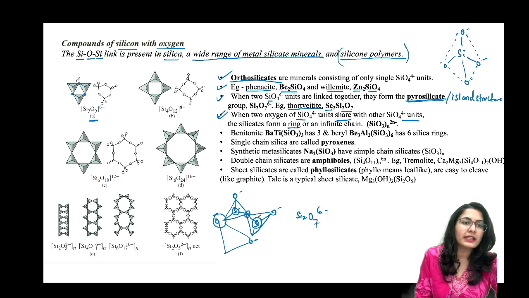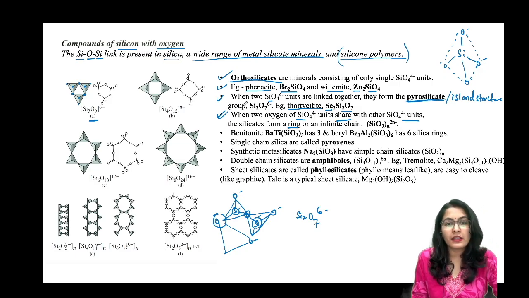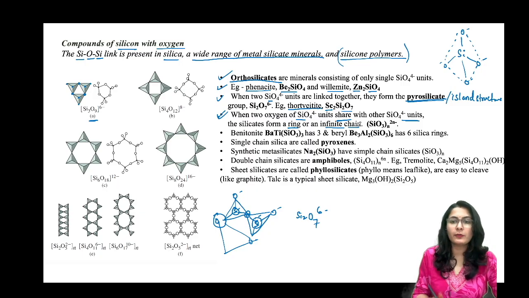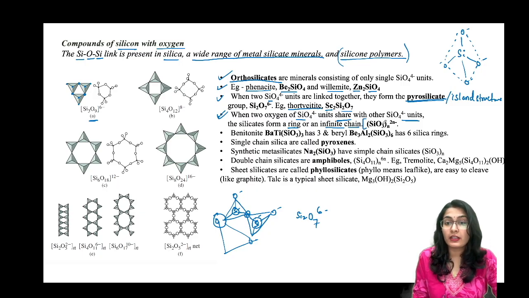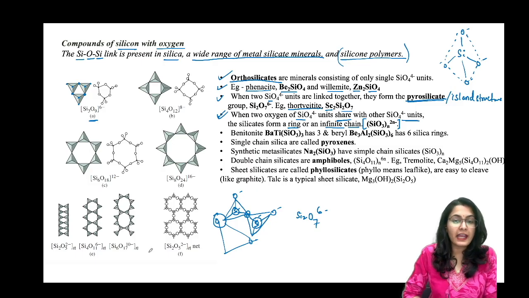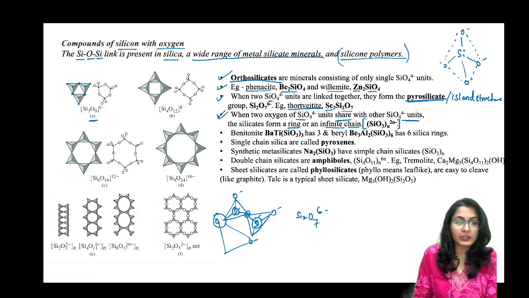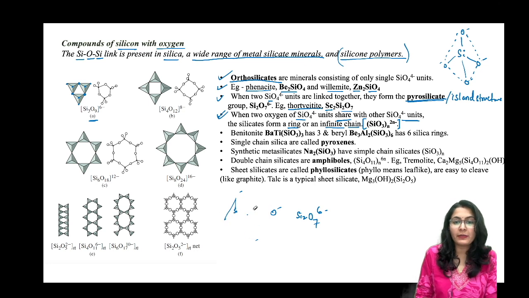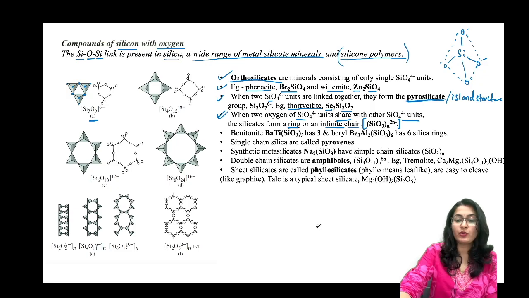And you already know this, O minus, O minus, O minus. You know that already, right? So when two oxygens are shared, they can form a ring or an infinite chain, both are possible. Ring and chain, both are possible. So the repeating unit is going to be this. When I have a ring, the overall is going to be SiO3 whole n, 2n minus. That means if I have a three-membered ring, let's write it over here. If I have a three-membered ring, that is, I'm repeating the same unit three times.